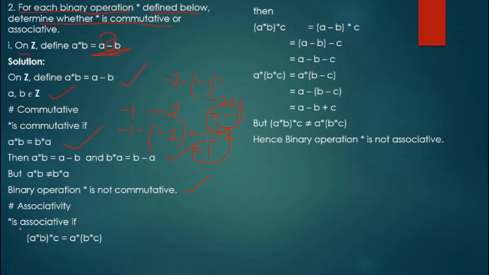Next, for associative: star is associative if (A star B) star C is equal to A star (B star C). So first we'll check within the bracket, (A star B) star C. What is A star B? A minus B. So we have written A minus B instead of A star B. But star C is there, so again this is A and this is B. According to our definition, it is A minus B, and C. So when you remove the bracket, you get A minus B minus C.